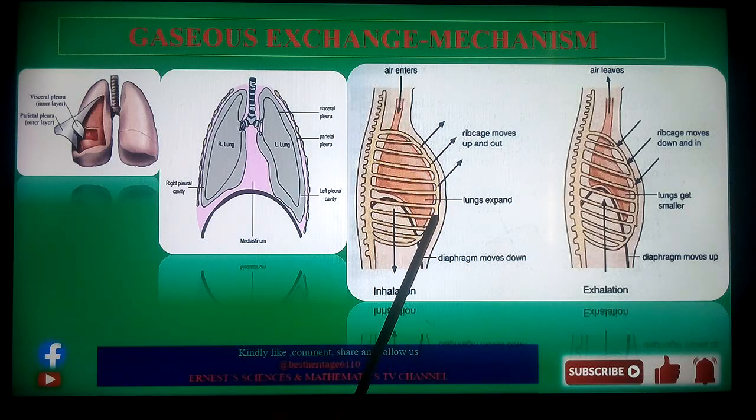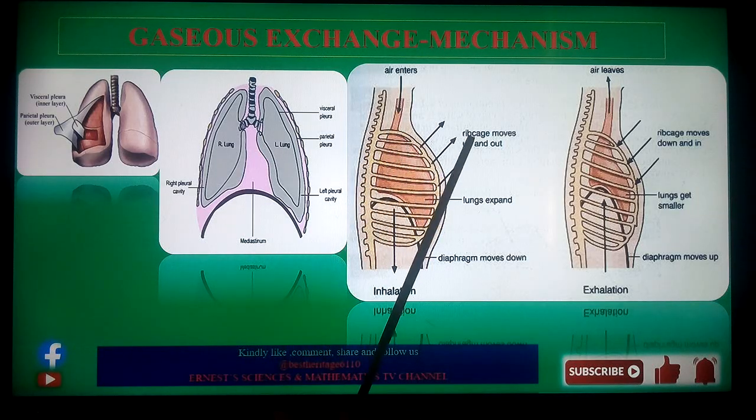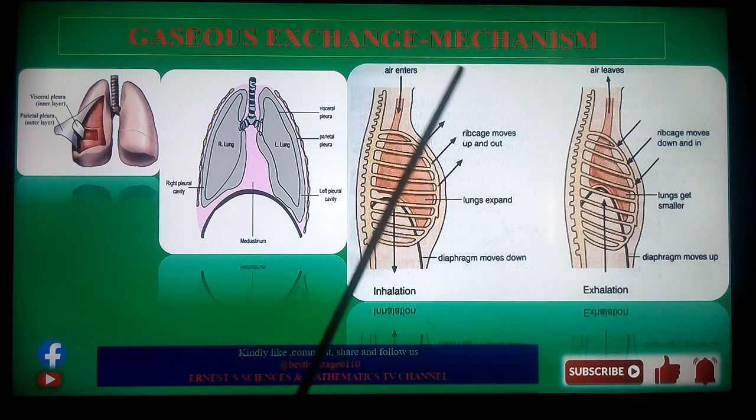So this specific process is going to increase the volume of the thoracic cavity, and this is going to decrease the pressure inside the lungs. This is going to lead to the movement of air from the external environment into the lungs, since the pressure inside this chest cavity will have decreased, and therefore that is going to facilitate the inward movement of air into this environment.